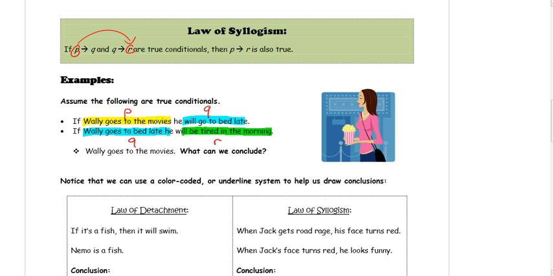So if P, then Q. If Q, then R. Now, if we're looking at this question here, if he goes to the movies, what can we conclude? Well, that Q piece is connecting these two. So if P, then R. In other words, if he goes to the movies, we can conclude he will be tired in the morning.